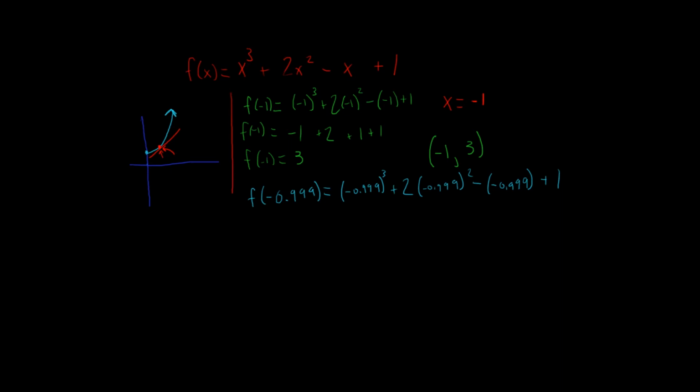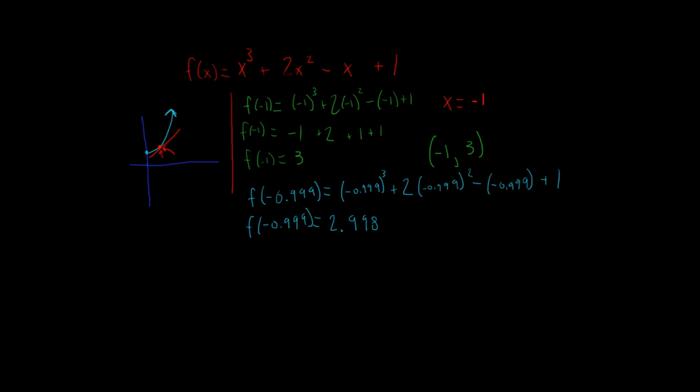So we're going to type that into our calculator. Negative 0.999 to the power of 3, plus 2 times negative 0.999 squared, minus negative 0.999, and then plus 1. If you type that into your calculator and did that correctly, it should give you a y value of approximately 2.998. We're not going to keep every decimal in because that would be insane.